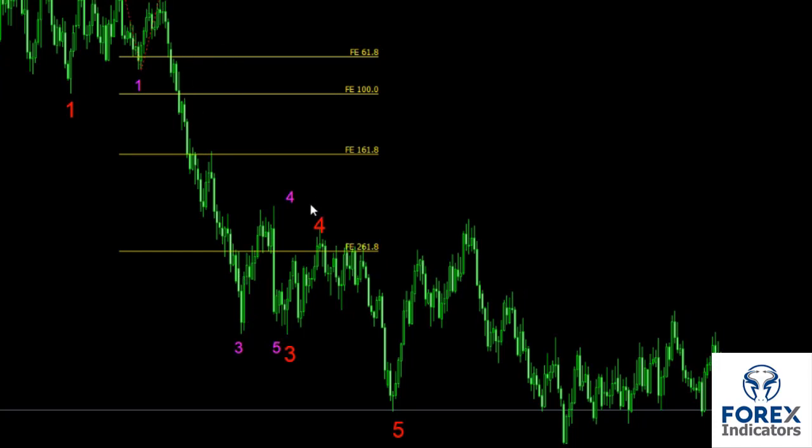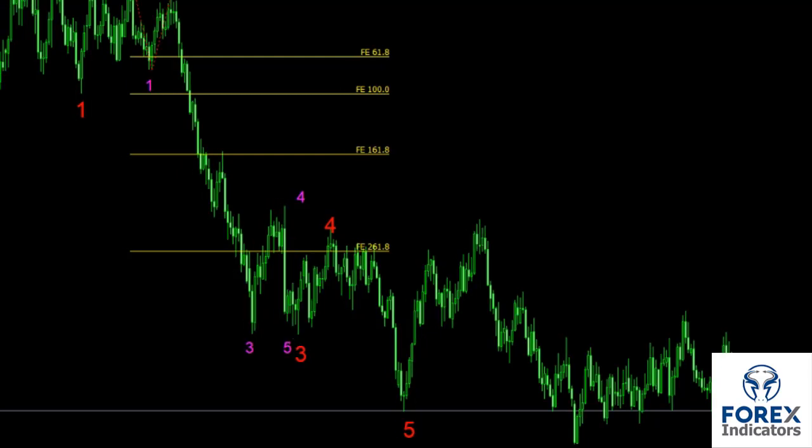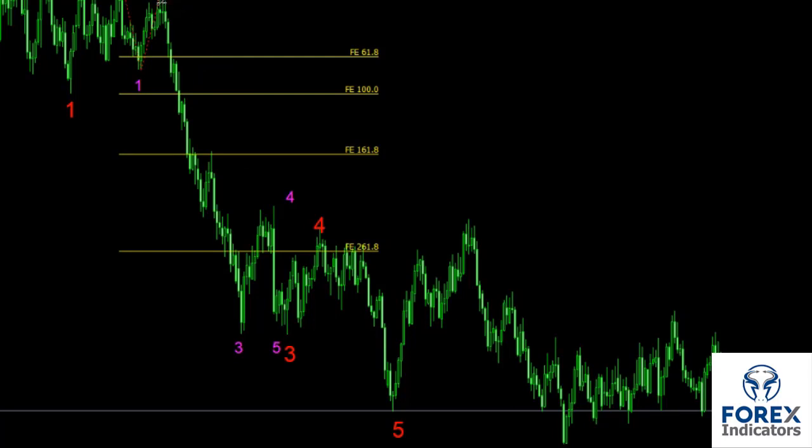Now, let's see the guidelines for wave 5. We said either wave 1 is equal with wave 5. In this case, wave 5 is a bit smaller. Or, sorry, this is the wave 1, that is the subwave. Okay, this is the wave 1. In this case, wave 5 is a bit bigger than wave 1. The other thing we can do is, we said wave 5 could be 0.618 times of wave 3.